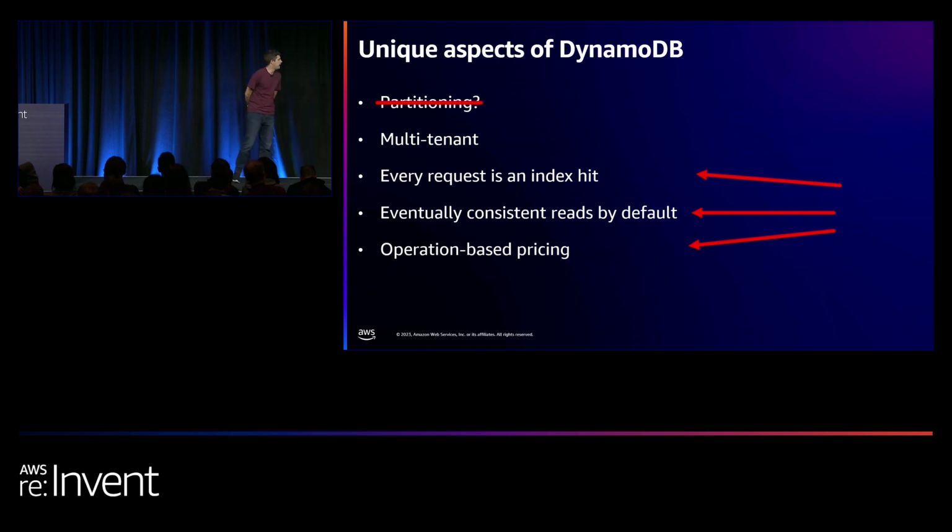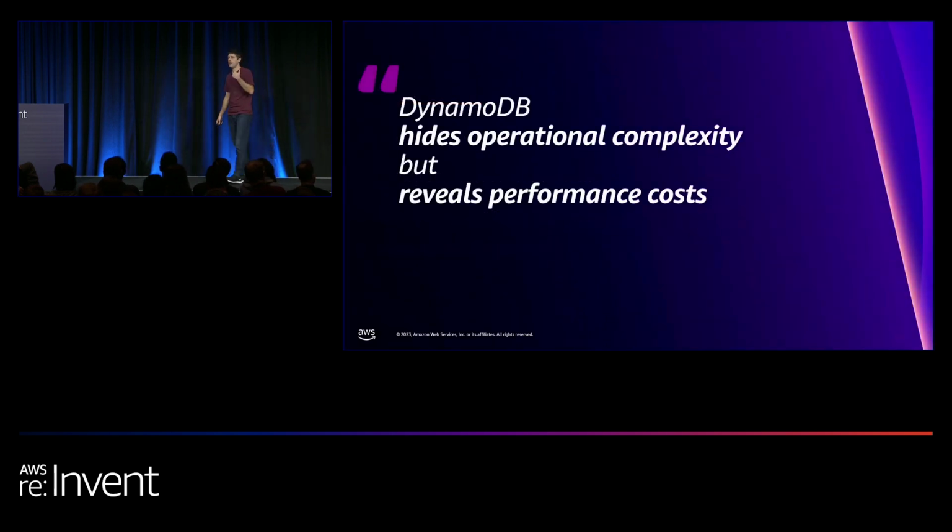And then finally, every request is an index hit, right? They're forcing you to use that index and not just rely on the query planner to maybe do a sequential scan or something under the scenes that you don't realize is expensive, but is going to hurt you down the road. So that's what I love about Dynamo. It hides that operational complexity. It reveals that performance cost.